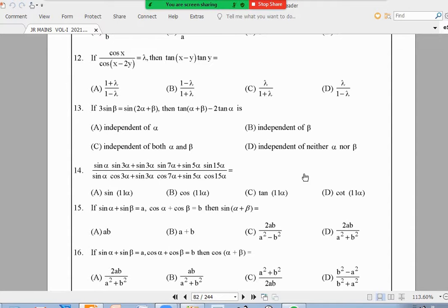Anybody any doubt? Now finally what we got? Tan (alpha plus beta) minus 2 tan alpha. Will it depend on alpha or beta? No, right? It is 0. It is independent of both alpha and beta.